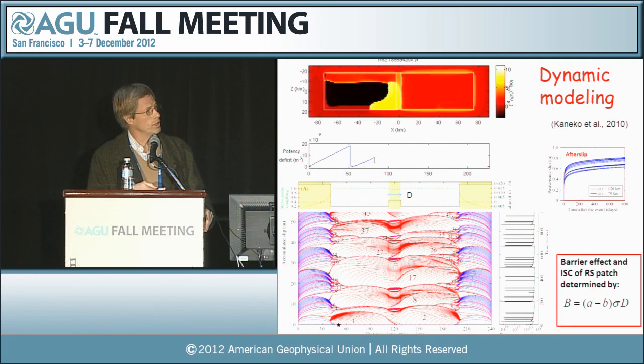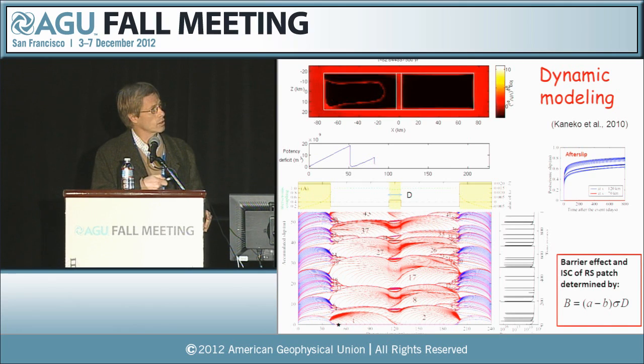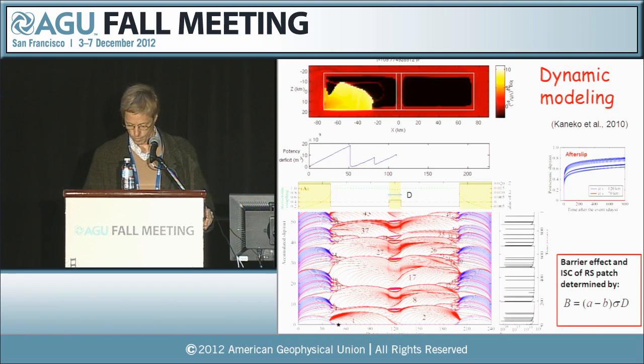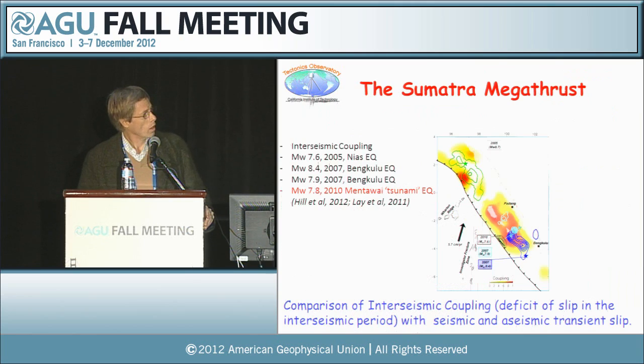The finding from this study is that there's one quantity that determines both the interseismic coupling and the probability that an earthquake will propagate across that bridge, which is rate strengthening. This quantity is the product of the width of the bridge by the rate strengthening effect of the bridge. Okay? And that's it. Now, when we look at Sumatra, there's something that we're missing.